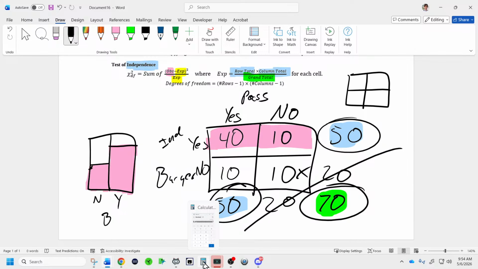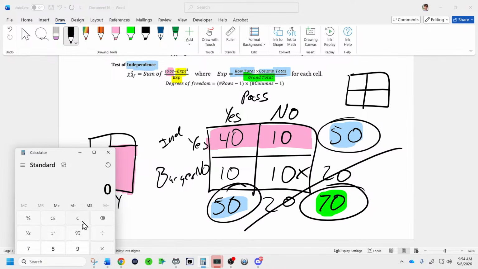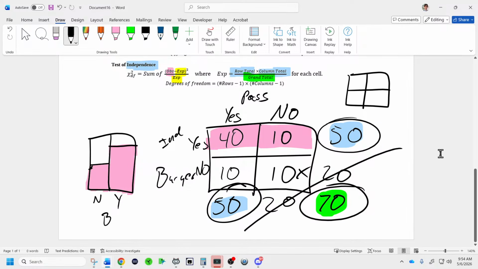So that should be 2,500. 50 times 50 divided by 70 is 35.7. I would not round this. And then we can actually solve for the other ones, due to the degrees of freedom here being 1. This would be 14.3, and this would be 6.7. We can check the math in a moment.